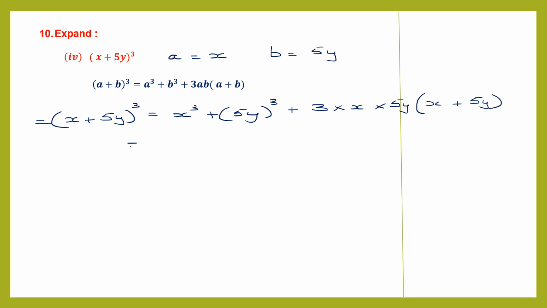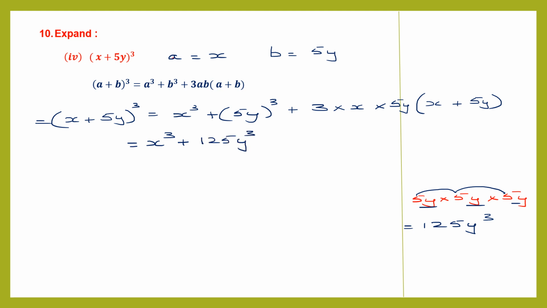So now let's work this out. X cube will be as it is. Then here we have 5y raised to the power of 3. Let's work this out. So that will be 5y into 5y into 5y. So here let's multiply. 5 5s are 25. 25 5s are 125. And we have 1, 2, 3y. So y to the power of 3. So let's write that here, plus 125 y to the power of 3.